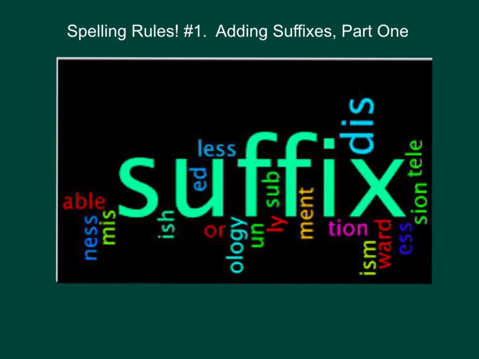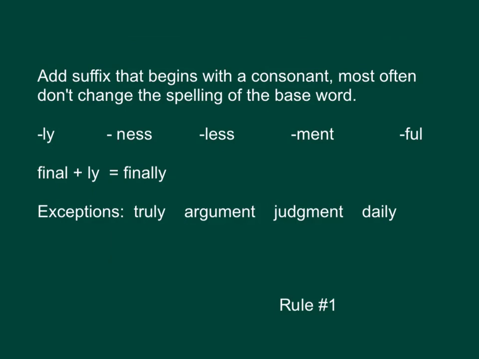Here they come. The first rule is, if you add a suffix that begins with a consonant, so a B or a C or a D or an L or any of those consonants, most often, don't you love this language? Not always, but most often, we don't change the spelling of the base word.